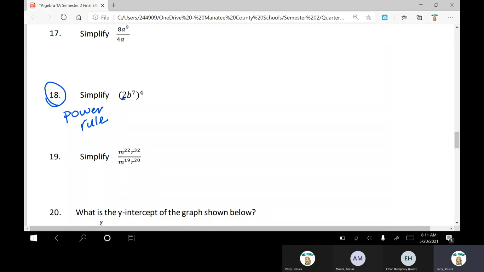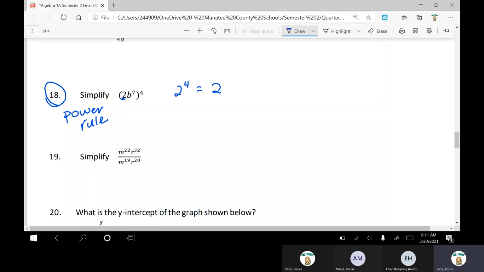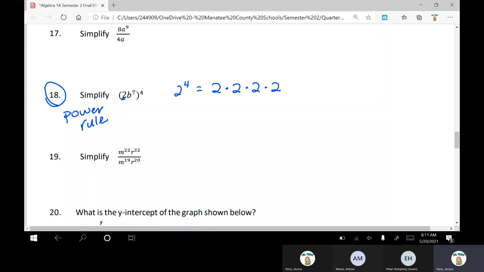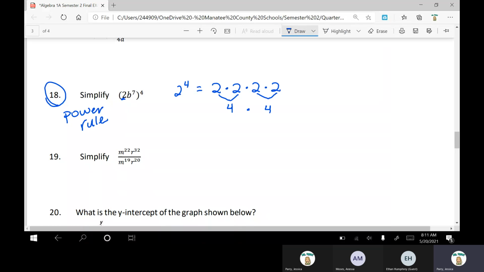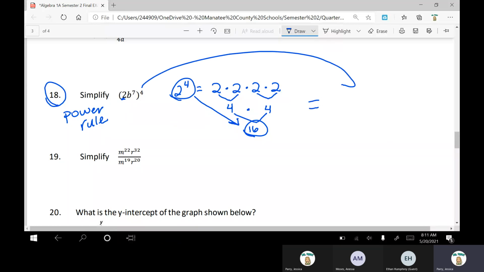So first, let's look at our coefficient, the number. The 2 to the power of 4. That is the same thing as 2 times 2 times 2 times 2. You're doing it 4 times because it's the 4th power. And you don't even need a calculator for this because we can first do 2 times 2 is 4. You can even do 2 times 2 is 4. 4 times 4 is 16. So 2 to the 4th power is 16. I'm going to put all my answer over here so we can see it better. So first we have a 16, and then we've got our variable b.